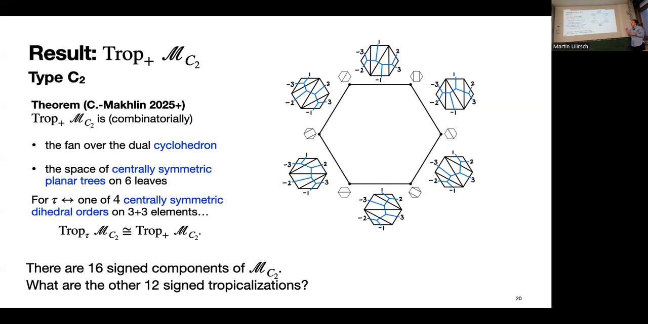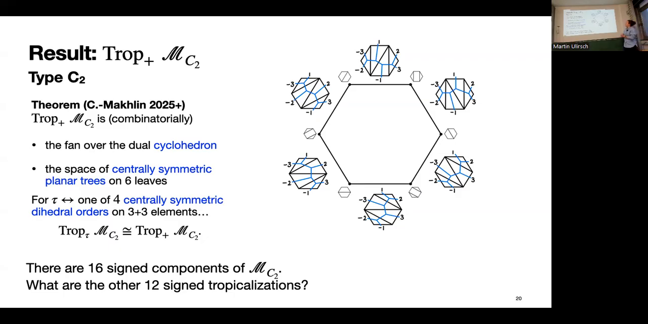And the important part is that centrally symmetric trees need to be dual, in the way that I've drawn them here, to a centrally symmetric subdivision. And it's not enough for the tree to just be centrally symmetric. So it's really a statement about the dual subdivision.